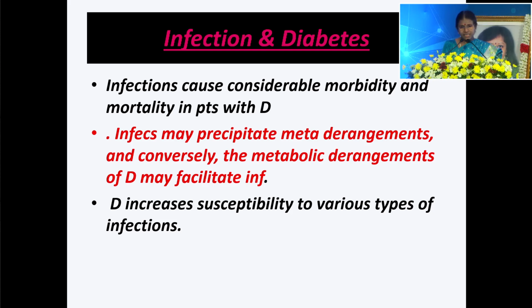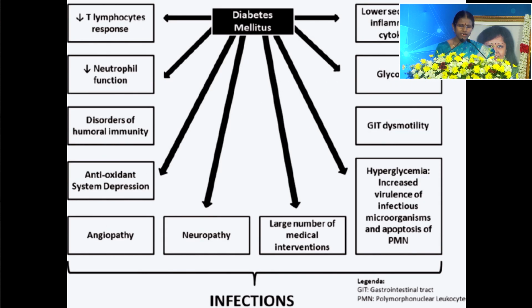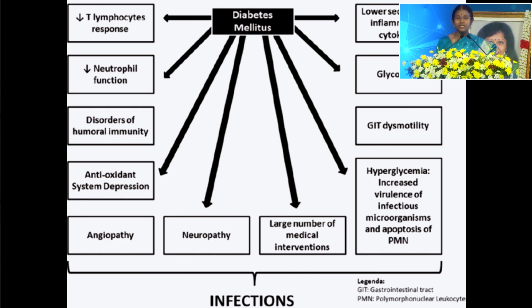And diabetes increases the susceptibility to various types of infection which may be dormant so far, and gets triggered or flared up during diabetes. Why does diabetes increase the infection rate? It's because of the lower secretion of inflammatory cytokines, glycosuria acting as a culture media, GIT dysmotility, hyperglycemia increasing the virulence of the infections, and a large number of medical interventions in diabetes, neuropathy lessening the sensation and causing injury, angiopathy, antioxidant system depression, disorders of humoral immunity, that is neutrophil function, lymphocyte, all coming down.